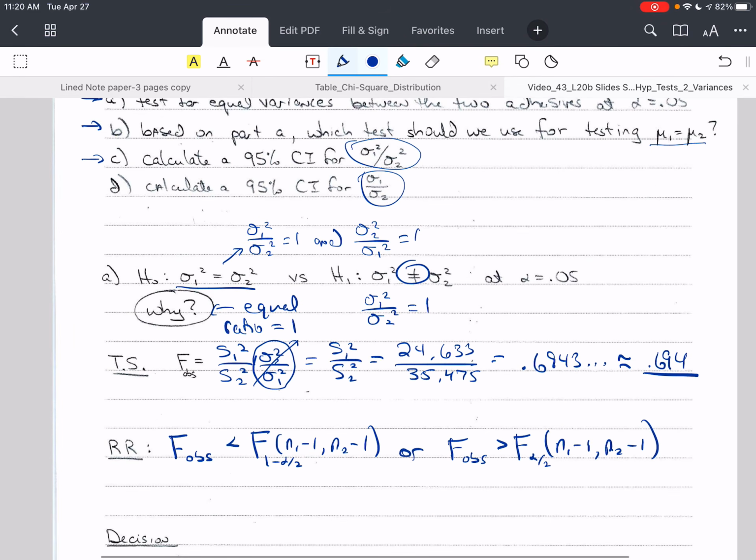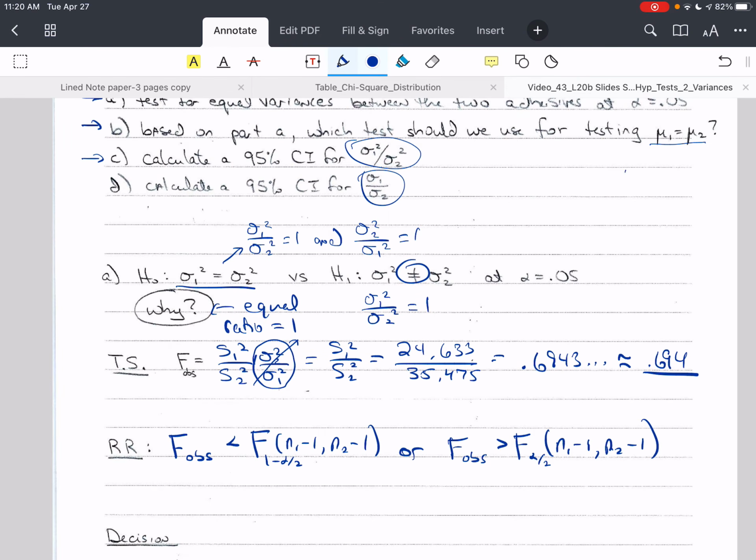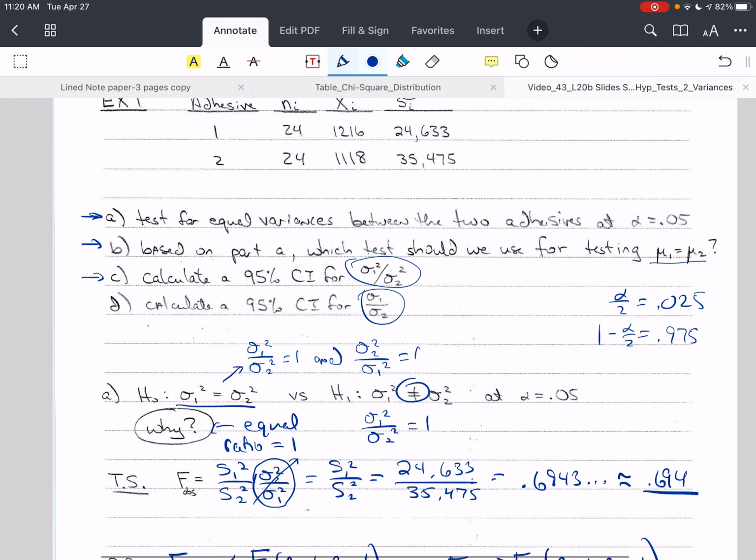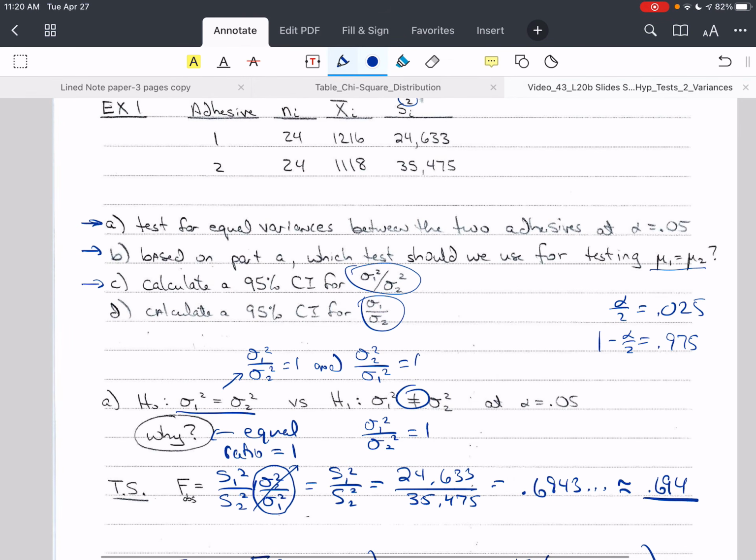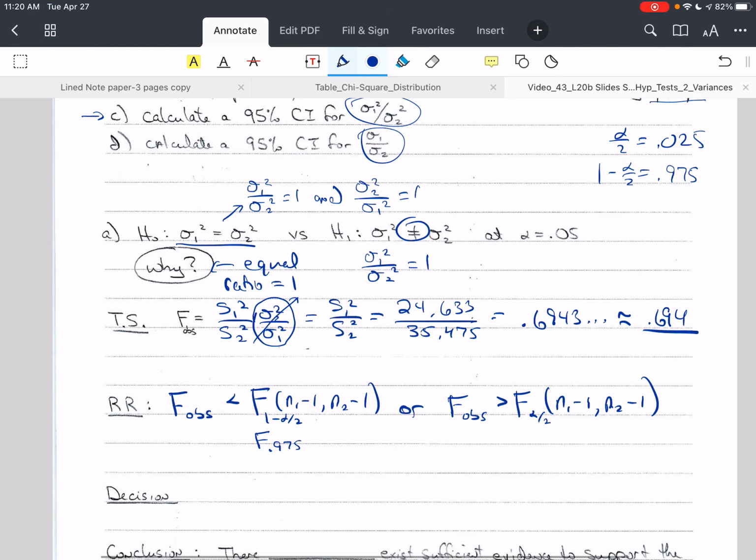Okay. So this F is 1 minus, we're doing 0.05, so that's alpha over 2 is 0.025, and 1 minus alpha over 2 equals 0.975. So this is F of 0.975. N1 is 22, N2 is 24, so this is 23 and 23 degrees of freedom. And this is going to be F of 0.025, 23 and 23. Let's look at our table.